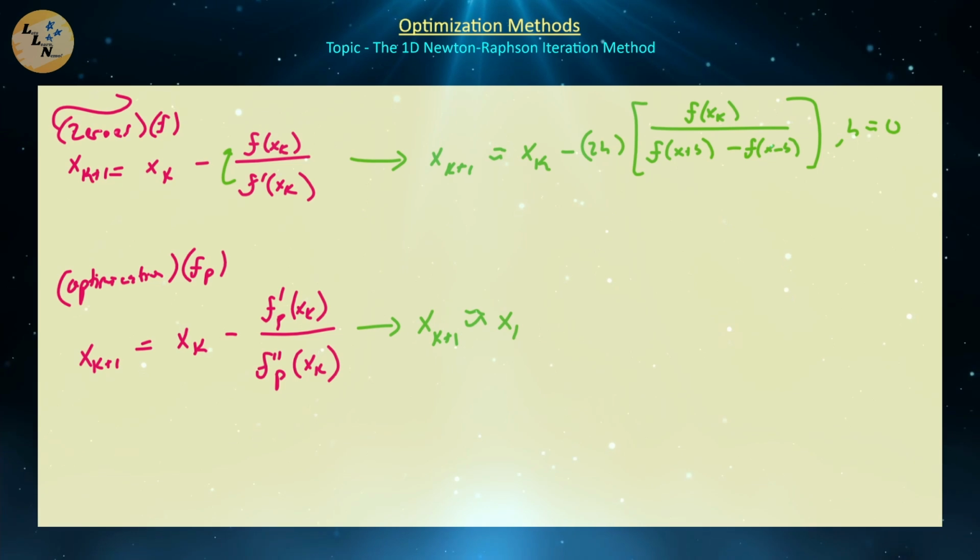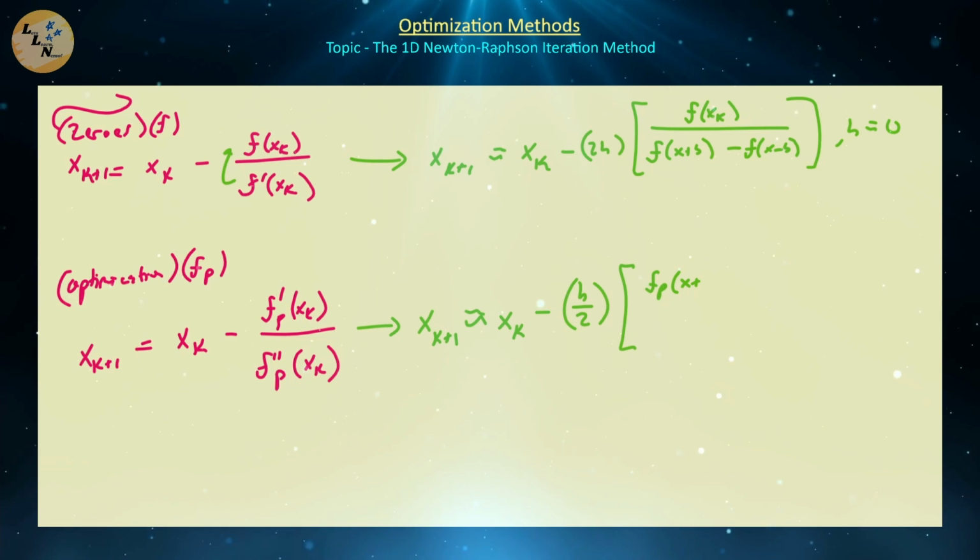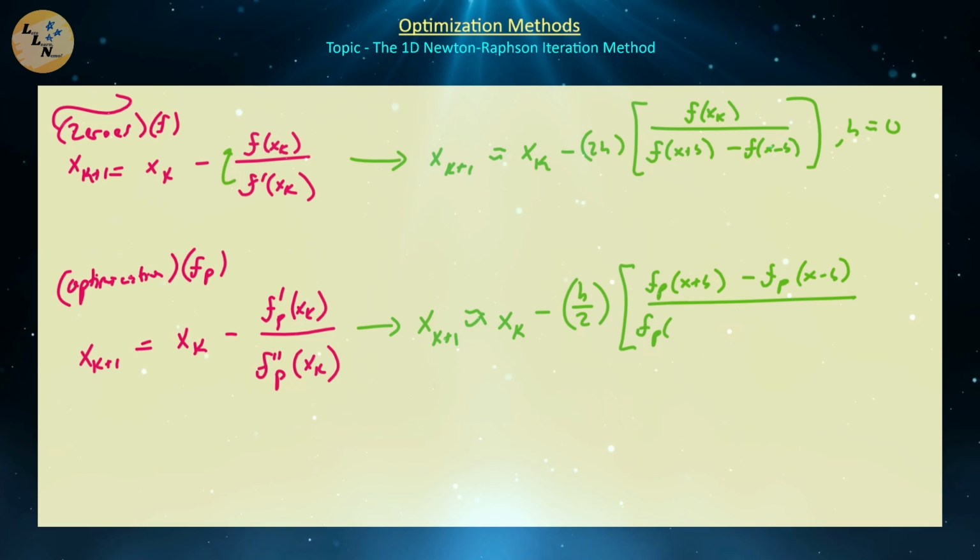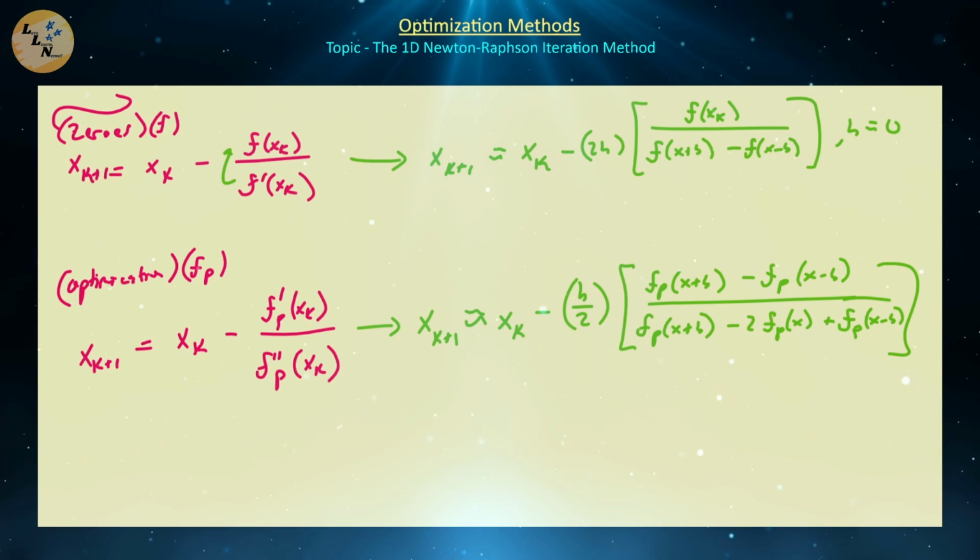xk plus 1 is approximately equal to xk minus h over 2. On the top we have the derivative interior, so fp x plus h minus fp x minus h, and on the bottom we have the second order interior, so fp x plus h minus 2 fp of x plus fp x minus h, and that is the central difference representation of the Newton-Raphson iteration for both the zeros and the optimization perspective. And if you're familiar with any programming language, then those are ready to calculate, where again h is chosen to be something close to 0.